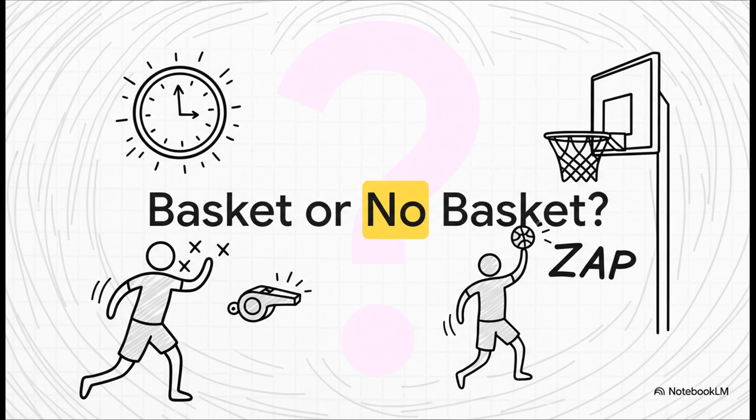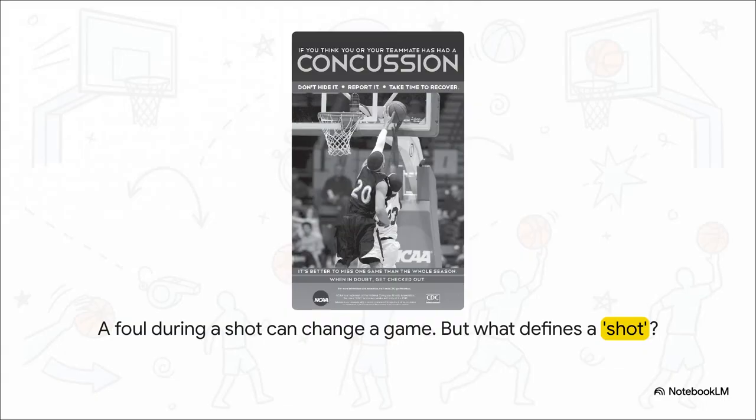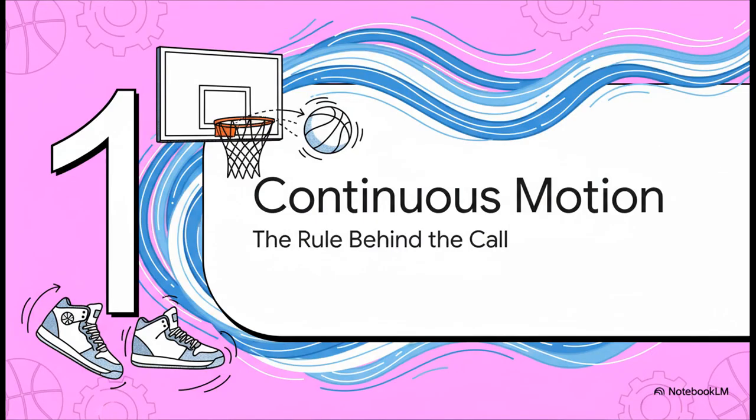Well, it all comes down to this one single concept. And this image really gets right to the heart of the whole thing. A foul during a shot can change absolutely everything, which leads to two massive questions that every ref has to answer in a split second. Was the player actually shooting when the foul happened? And does that basket count? The answer is buried in the rule book, and today we're going to decode it together. Okay, let's dive right in.